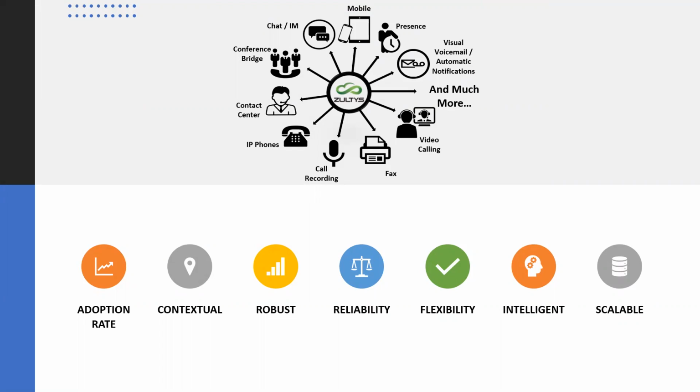Contextual. Unified communications has to be able to communicate on some level with the existing user's capabilities, such as software like Outlook or Salesforce. Products need to be robust. And what we mean by this is that many products today have bits and pieces of the capabilities, but just don't take it deep enough.